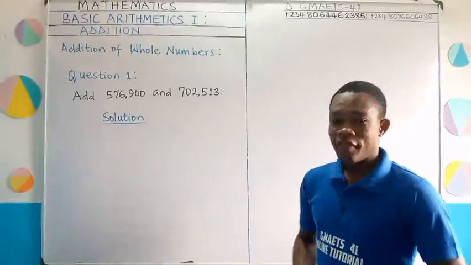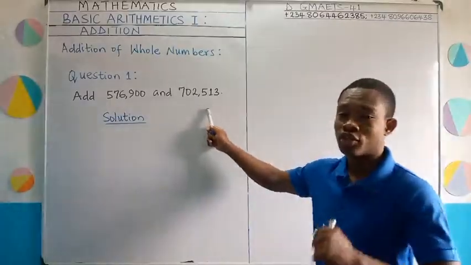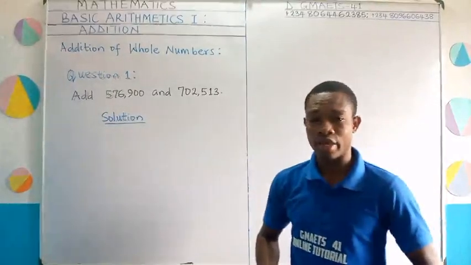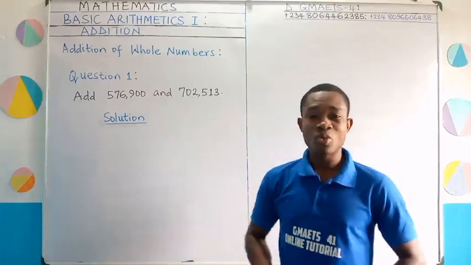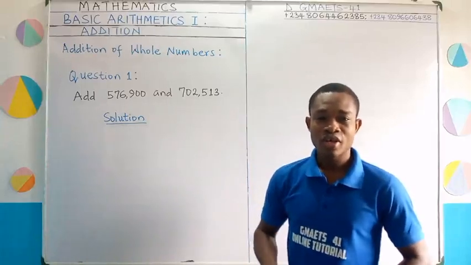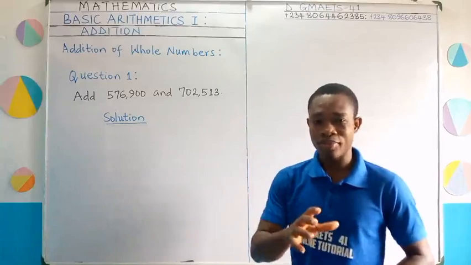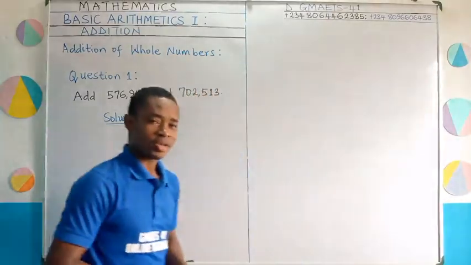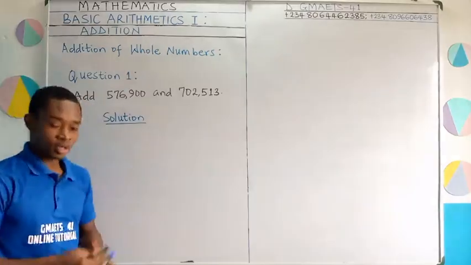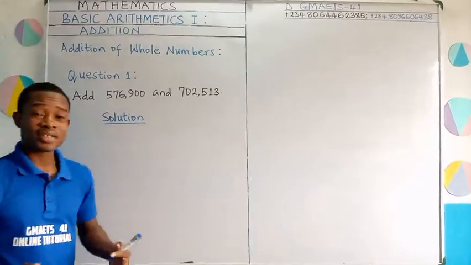Add 576,900 and 702,513. This question number 1 comes under addition of whole numbers, because I'm also going to teach you addition of decimal numbers. How do we solve this? Like I said, it's a simple one.